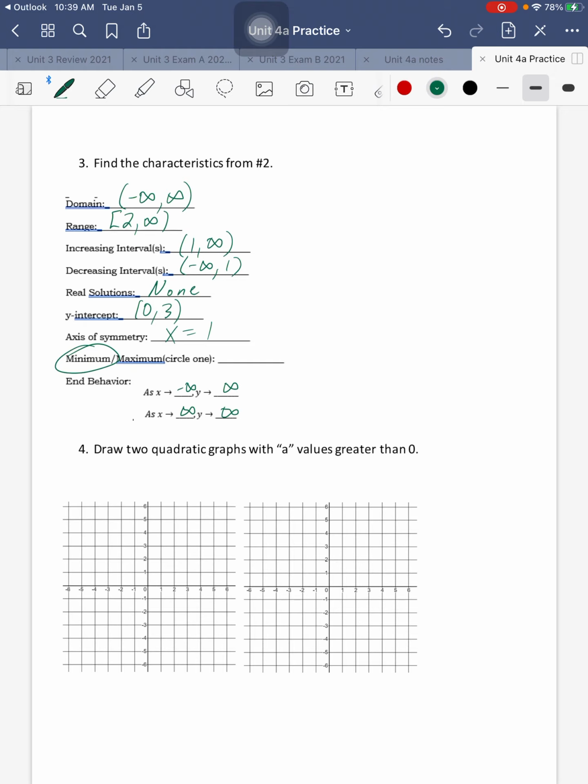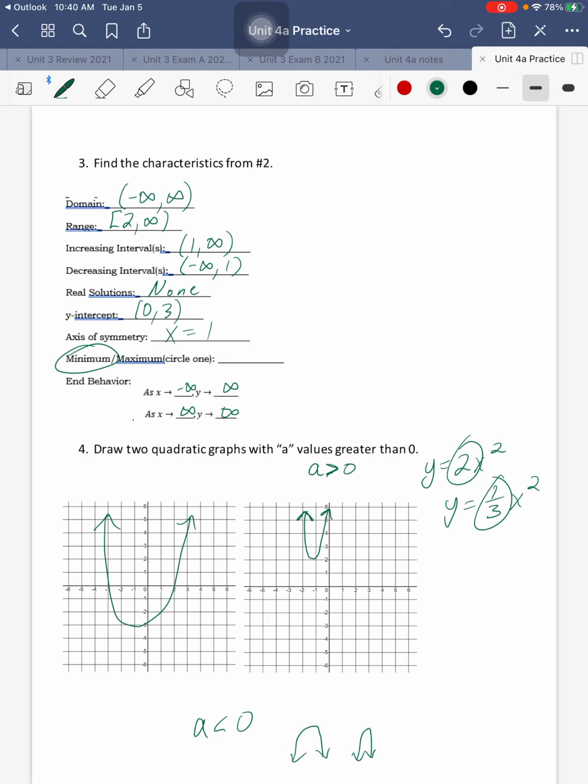All right, draw 2 quadratic graphs with a value greater than 0. So it would look something like 2x squared or 1/3 x squared. The a value on the x squared has to be positive. And what does that do? It means it's a quadratic and it's not reflected. So you can draw really any U-shaped graph that is pointed up, not upside down. If a is less than 0, then it would be upside down. Something that looks like that.